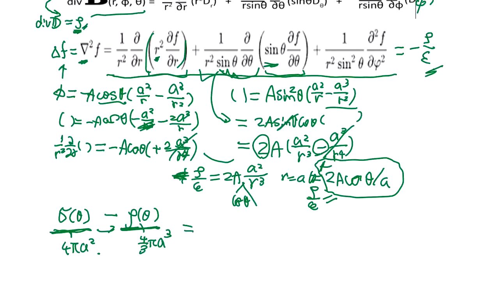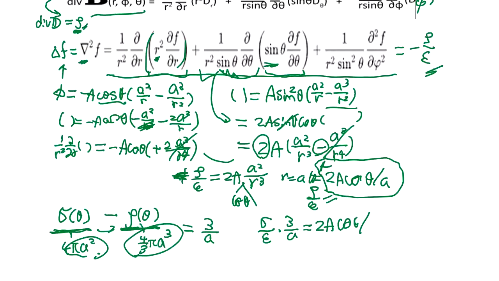Okay, so we need to take a ratio. The ratio will be, we divide this by this, so it's gonna be 3a, so sigma over 3a equals 2a cos theta over a. So eliminating this, sigma will be 2 over 3 a epsilon cosine theta.